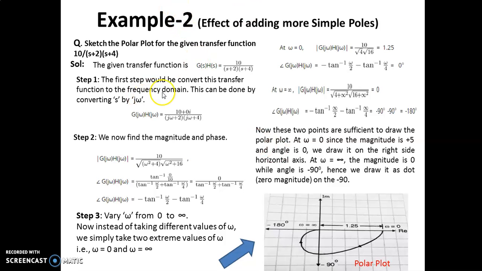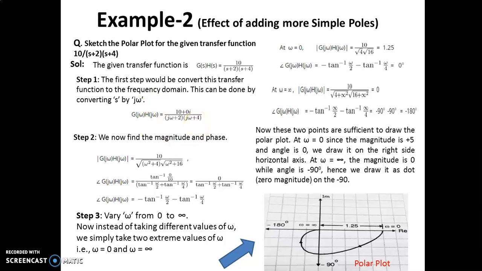So here the first step is again the same thing. You need to convert into the frequency domain: substitute s equal to j omega in the given transfer function. We'll get 10 by (j omega plus 2) into (j omega plus 4). This is the transfer function here in the frequency domain.